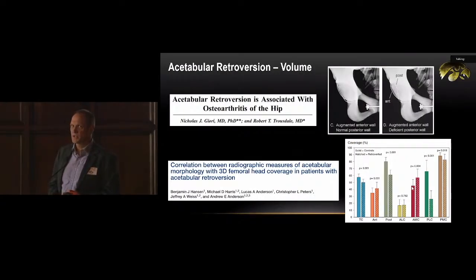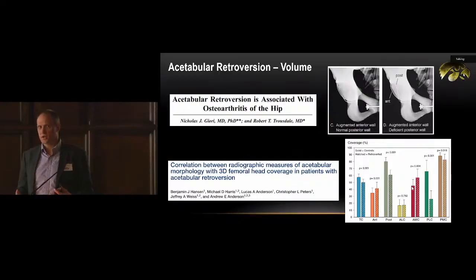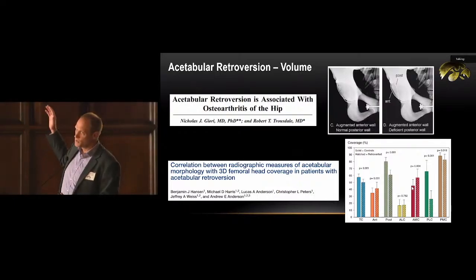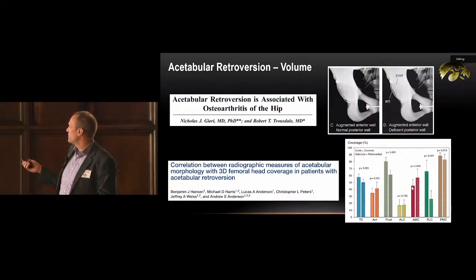This is an older study from the Mayo Clinic on top where they looked at what actually causes the crossover sign. They used pelvis models and augmented or resected the walls and got x-rays, and you can see that it's really the posterior deficiency of the acetabulum that results in the crossover sign that we see on an AP pelvis x-ray. And in combination with this, there are multiple previous studies that have looked at the volume of the acetabulum in patients with retroversion.